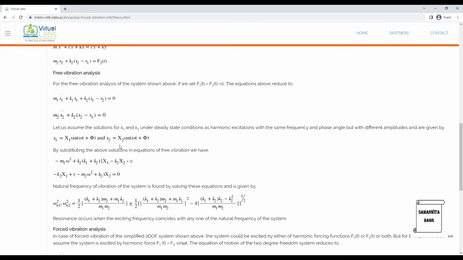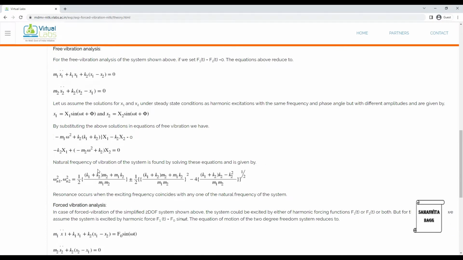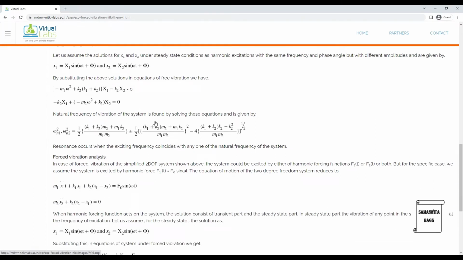This x1 and x2 have been differentiated or substituted the way it is as per the requirement, and these two equations have been obtained. The natural frequency of vibration of the system is found by solving these equations and is given by: omega is calculated as omega n1 square and omega n2 square with this equation. Resonance occurs when the exciting frequency coincides with any one of the natural frequencies of the system. This is something that we already know.